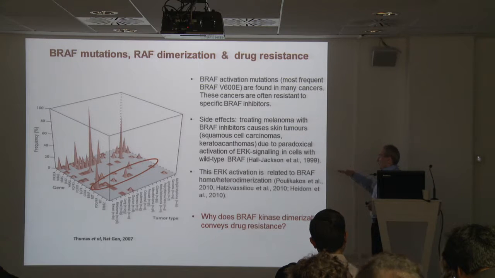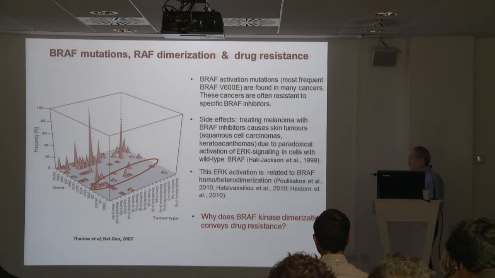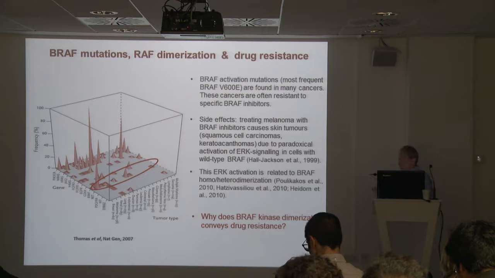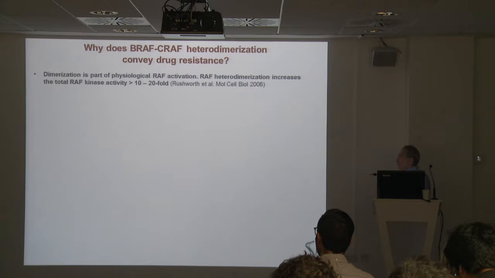And then what was found is that this ERK activation is related to BRAF homo- and heterodimerization. So it means that this BRAF kinase can make a dimer. And the question again arises, which we addressed by physics-based modeling, is why does BRAF kinase dimerization convey drug resistance, and whether we can deal with it. Dimerization is part of physiological RAF activation, and what is important, the dimer has much higher activity than a monomer. And this is a feature of many kinases.